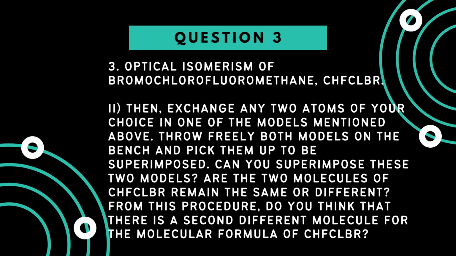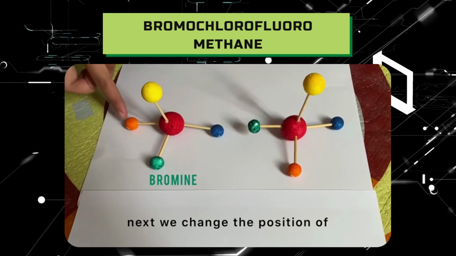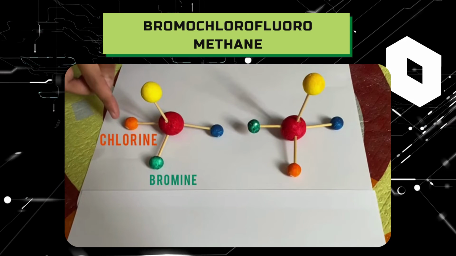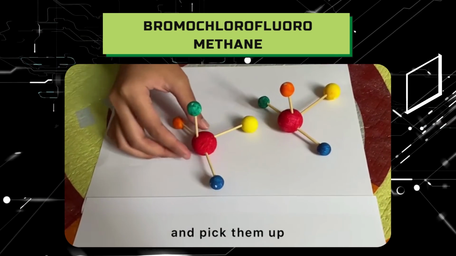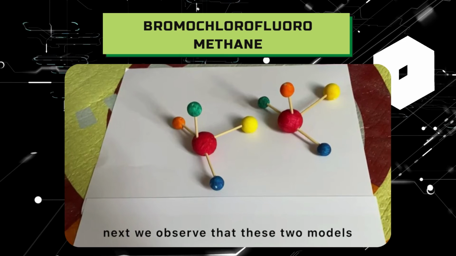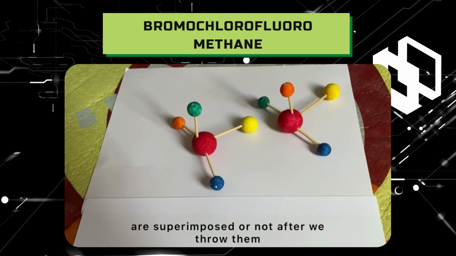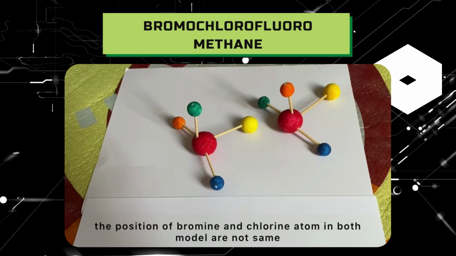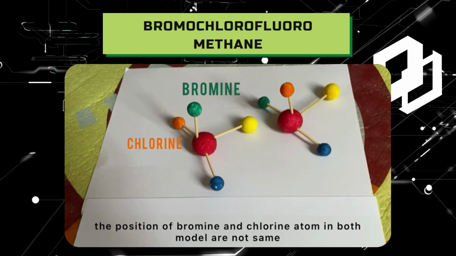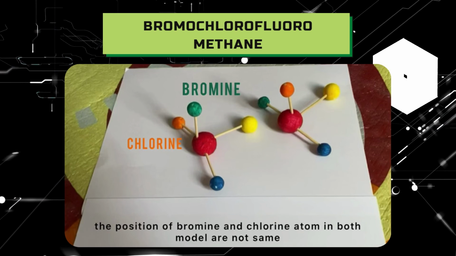For the next question, we want to see if there is a second different molecule for the molecular formula of bromochlorofluoromethane or not if we exchange any 2 atoms of one of the models. Next, we change the position of the bromine atom and chlorine atom. Then we throw both models freely and pick them up. Next, we observe whether these 2 models are superimposed or not after we throw them. Both models cannot be superimposed because the positions of the bromine and chlorine atoms in both models are not the same.